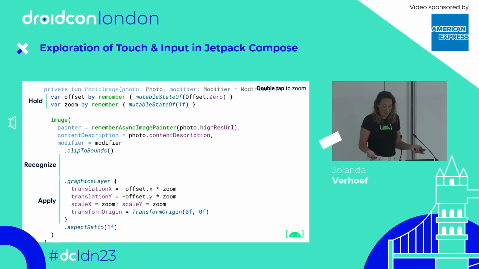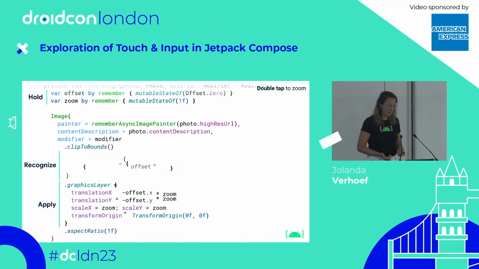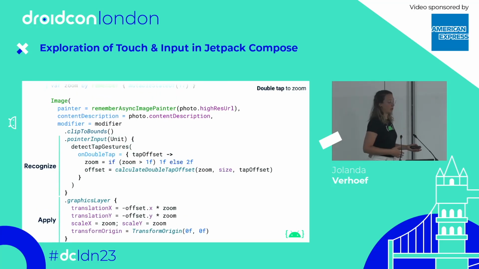Now we're ready to add our actual gesture recognizer. We might be tempted to use the combined clickable modifier, but the onDoubleClick does not contain any information about the location on the screen where that double click happened. So we can't really use it to update our offset value, right? This is why we have to revert to our detectTapGestures recognizer. This one passes the tap offset as a parameter to the onDoubleTap lambda, and we use that tap offset to calculate our new zoom and offset values.